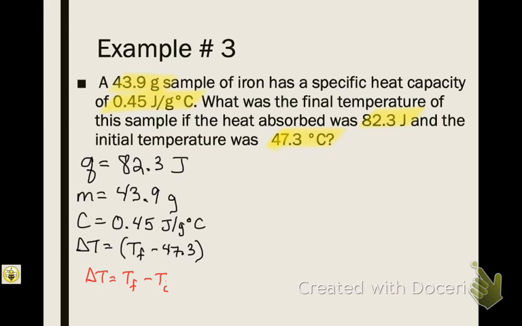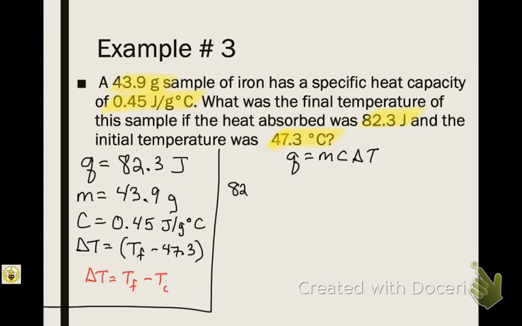So let's plug in our numbers into our formula. Q equals MC delta T. 82.3 equals 43.9 times 0.45 times temperature final minus 47.3.